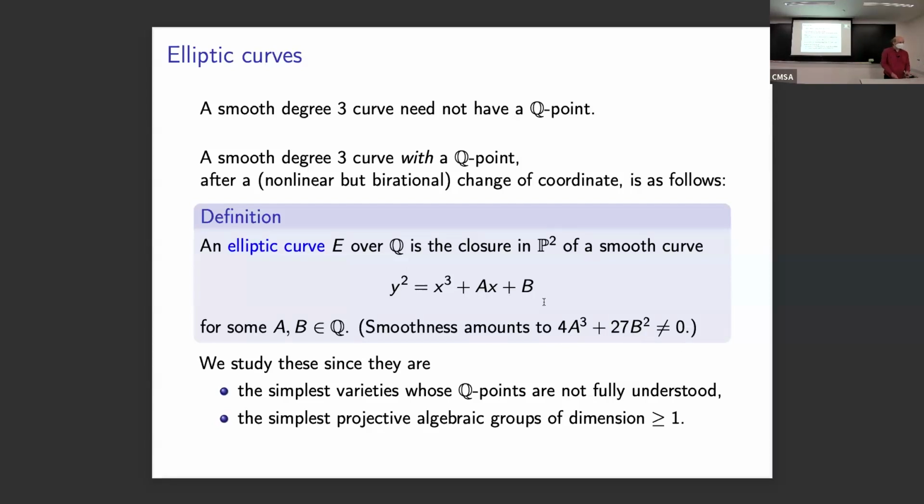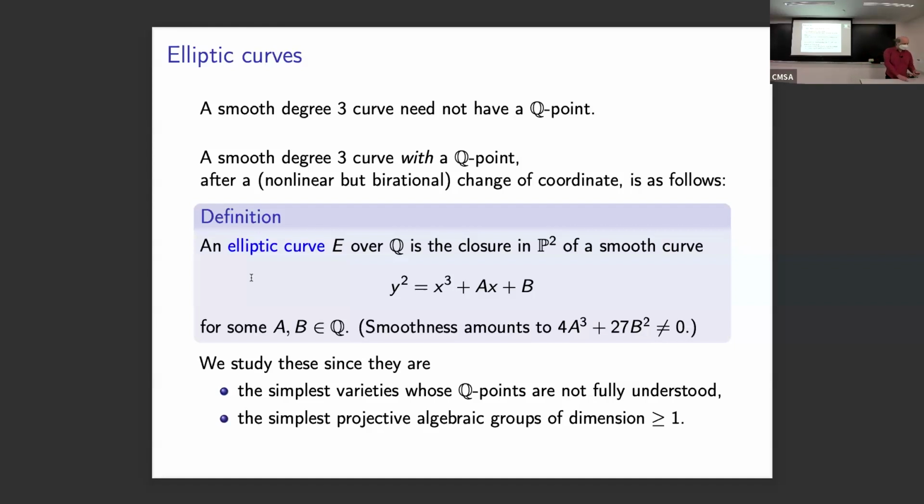So we're studying these because these are the simplest varieties whose rational points are not fully understood, because they're the next case beyond conics, and also they're interesting because they're the first examples of projective algebraic groups of positive dimension. The set of points on the curve has a group structure, and if you look at the rational points, the set of rational points has a group structure, and the group structure is defined by some geometric process, which you've probably seen before. You draw a line through 2 points, and so on.